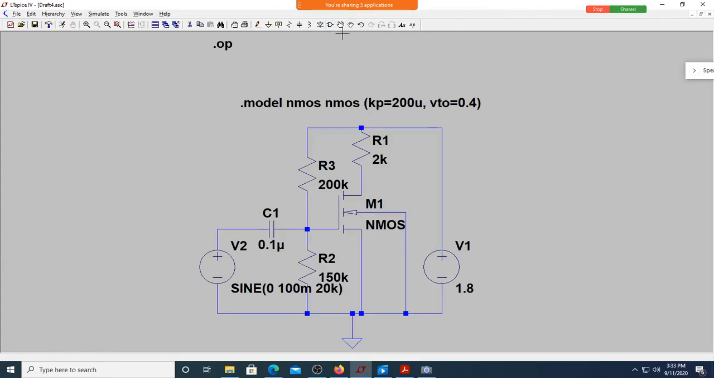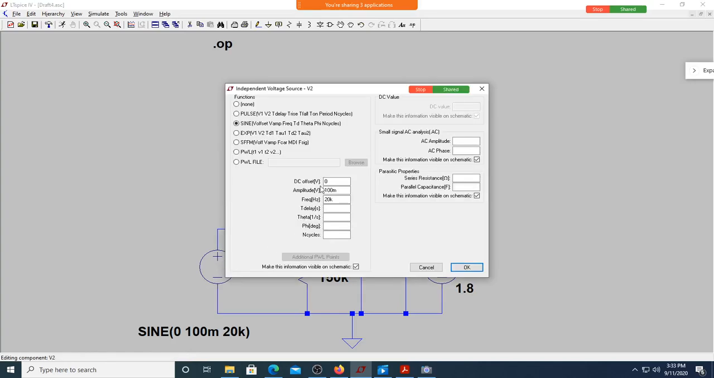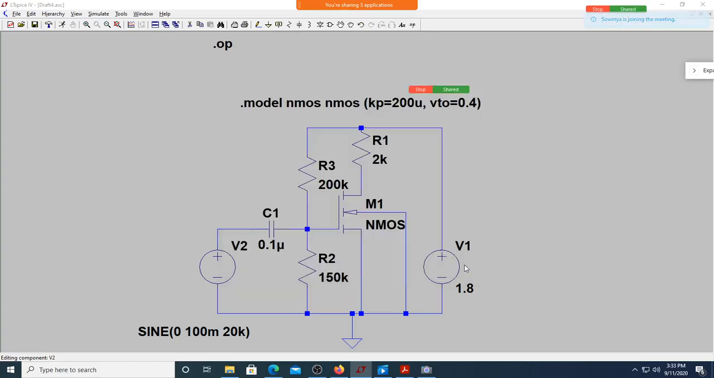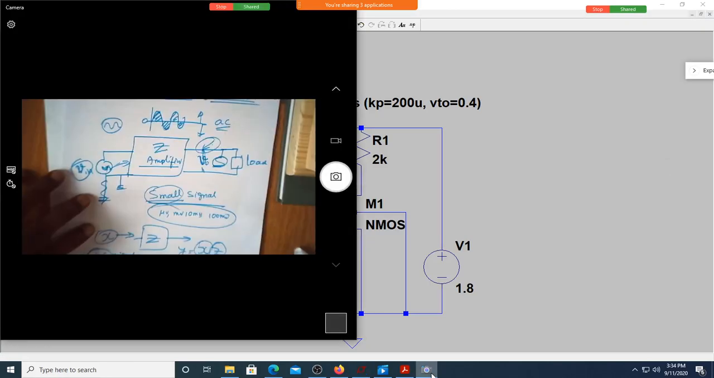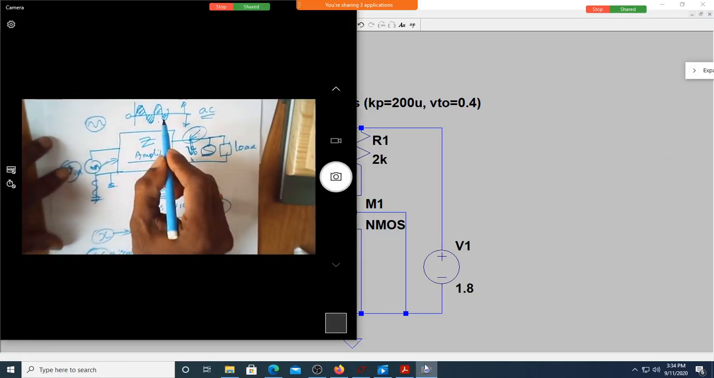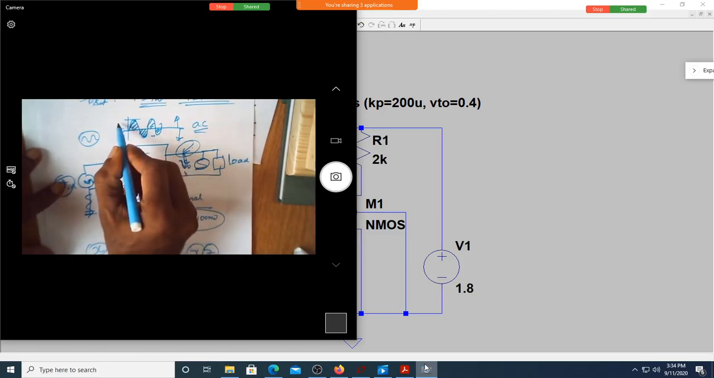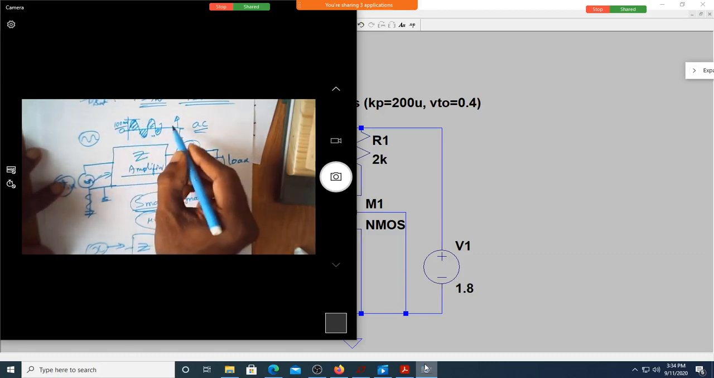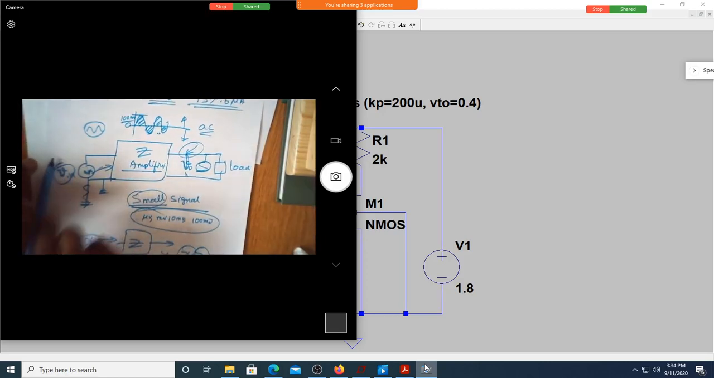Now let me take this out and place it here. You can see the sine wave has an offset of 0, because when you click on this, the first value is offset. I didn't edit that, and by default it takes it as 0. The amplitude is 100 millivolt and the frequency is 20 kilohertz. This is the sine wave I applied. The amplitude is 100 millivolt and the frequency is 20 kilohertz.